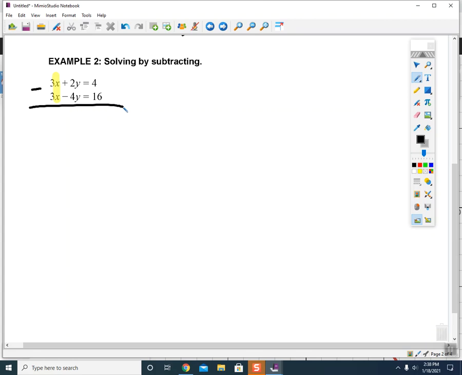2y minus negative 4y. If I subtract a negative, it's the same thing as adding. So this becomes 6y. 4 minus 16, negative 12. If I divide both sides by 6, I'm left with y equals negative 2. Okay? Now, I'm going to take my y value and plug it back in to one of my original equations. Let's choose the second one, because I picked the first one before.